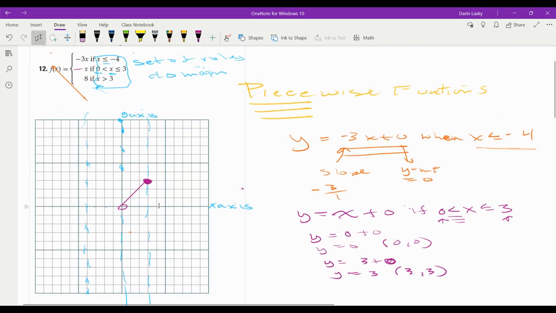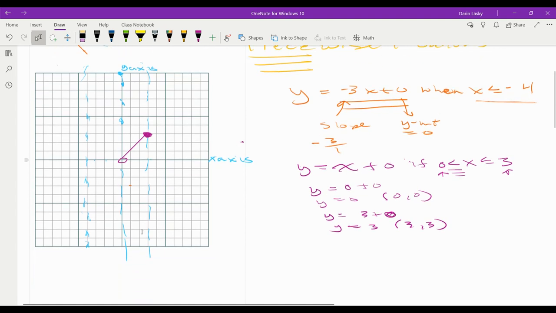My next one is y equals 8. So let's look at this here. Where's my, there it is. So y equals 8 when x is greater than 3. Y equals 8. So if I plug in 3, I get 8 because y equals 8. If I plug in x equals 4, y equals 8 because y equals 8 always.